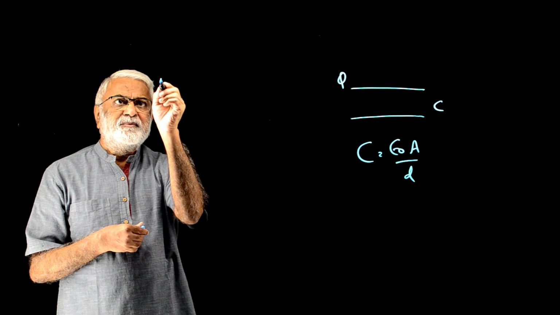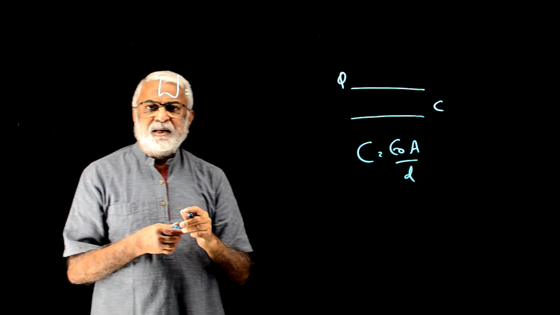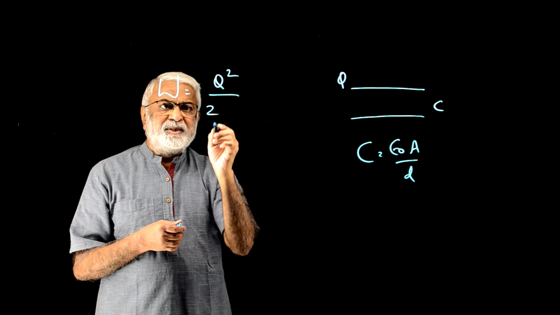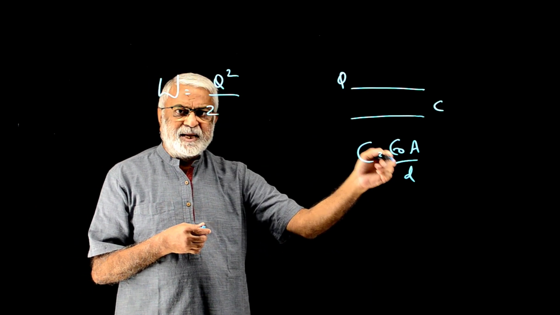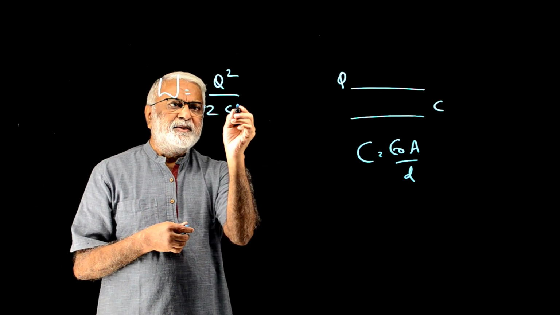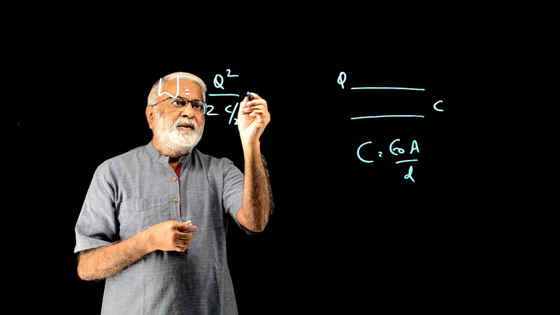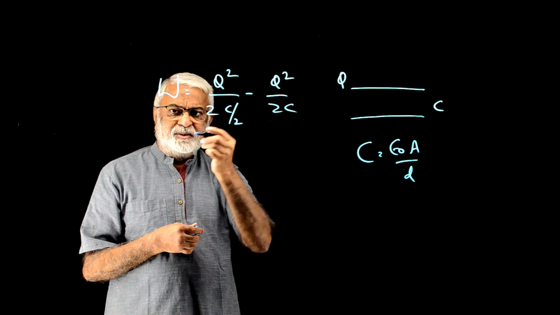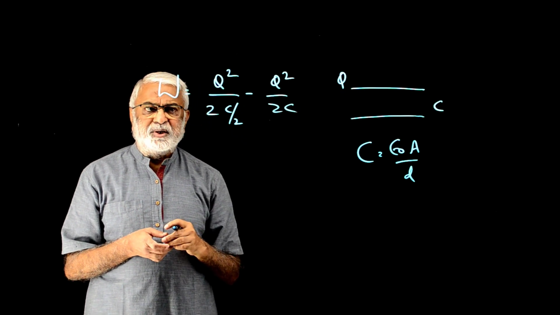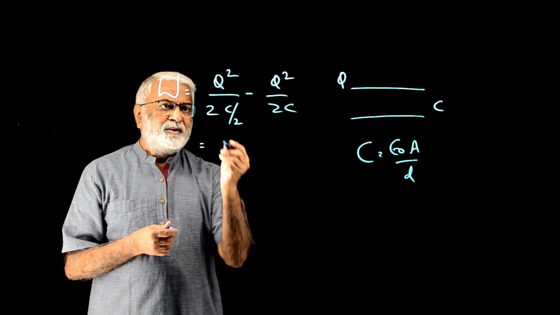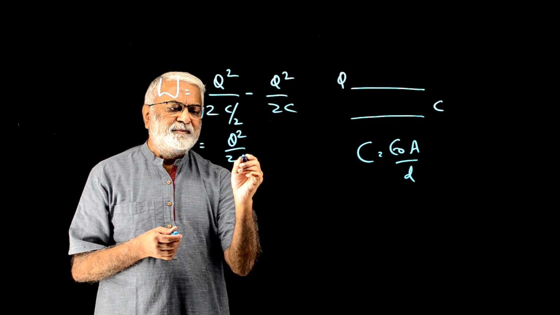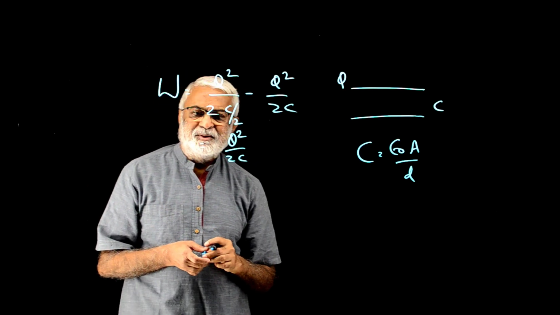So what is that work done then? Final potential energy, Q squared by 2C. C would have halved, right, because gap has been doubled. This is C by 2, and minus initial potential energy is Q squared by 2C. This is work done is equal to change in potential energy. And this you can see is going to come to Q squared by 2C. That's it. This is the work done.